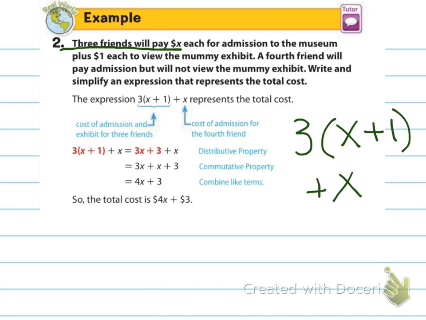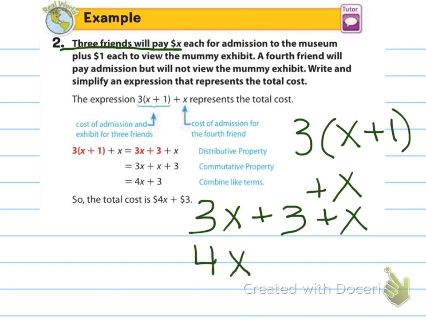So if I were to work this out, I know that there's going to be 3 admissions plus $3 for the mummy plus 1 more admission to the museum. So altogether I've got 4 museum admissions plus $3 for my mummy exhibit. And I got that from taking my 3x and my 1x and combining them to make 4 x's. And then plus my 3 more ones.